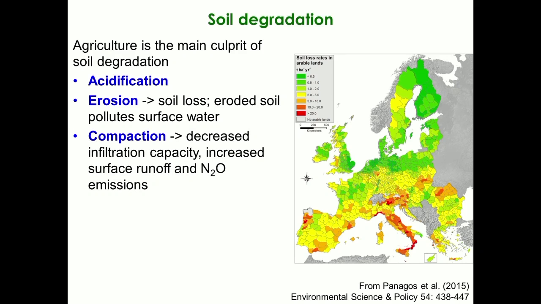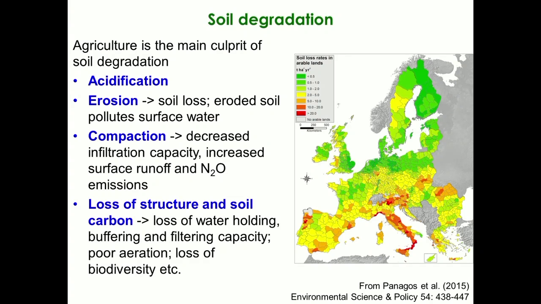Compaction damages soil. So when there's excessive use of heavy farm machinery, also excessive grazing by livestock, this can heavily compact the soil. And this compaction can reduce the efficiency of water to infiltrate into the soil and can increase any runoff of fertilisers and other chemicals from the field, and can also increase emissions of nitrous oxide.